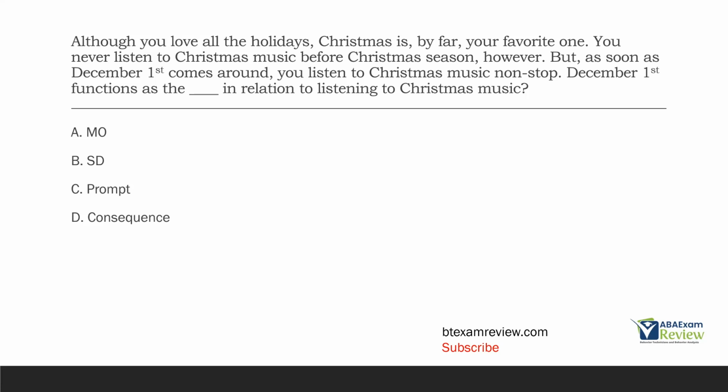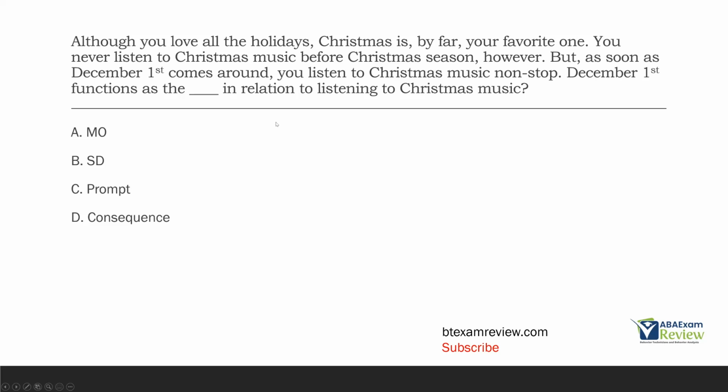And the difference here is the MOs increase the value or decrease the value, right? It makes you want something or not want something. The SD simply says this consequence is available. Well, is Christmas music available to you all year? Yes, you can listen to Christmas music at any time, but only when December 1st comes around does the value of Christmas music go up.